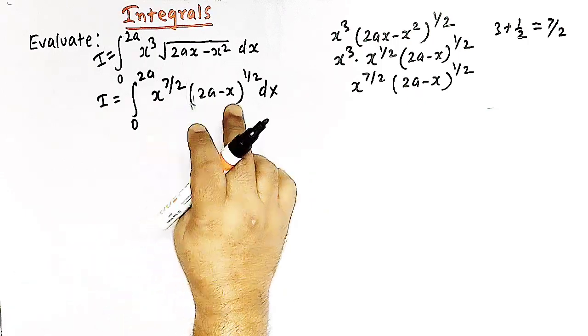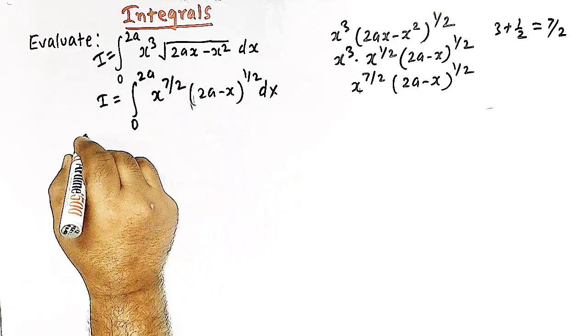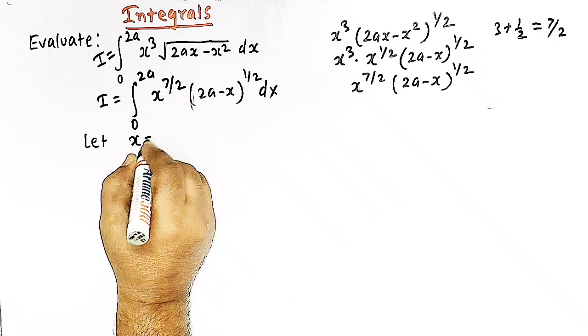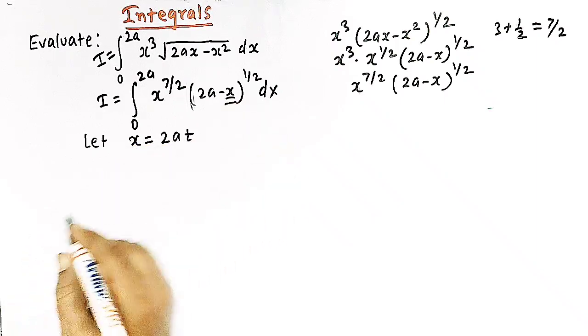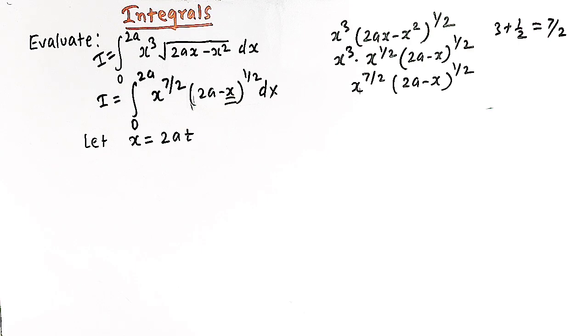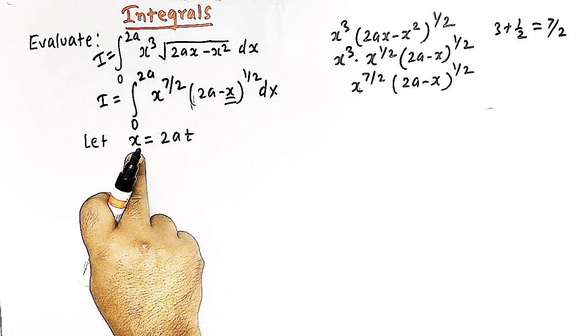So now let us make the substitution here, that is x is equal to 2at, right? And here we can also make a trigonometric substitution, but here I will prefer this one.